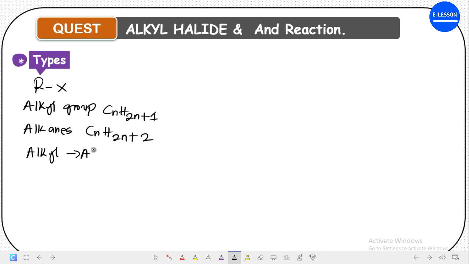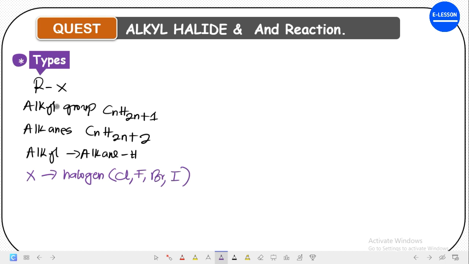Now, we said alkyls are formed when alkanes lose one hydrogen. So if you subtract 1 from here, it becomes 2 minus 1, which will give us this plus 1 here, which is the alkyl group. Is that understood? So this X present in the alkyl halide is a halogen, which can either be chlorine, fluorine, bromine, or iodine.